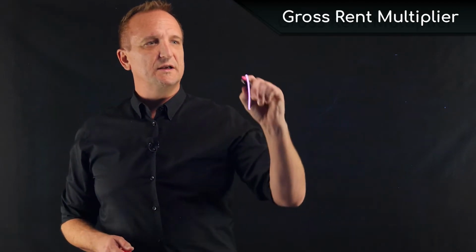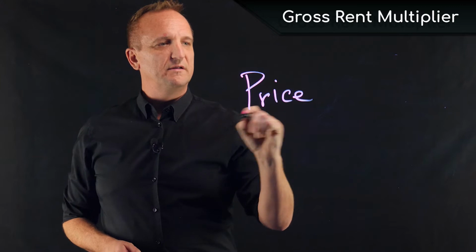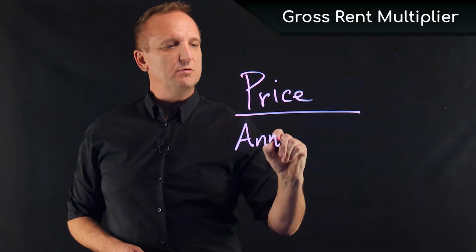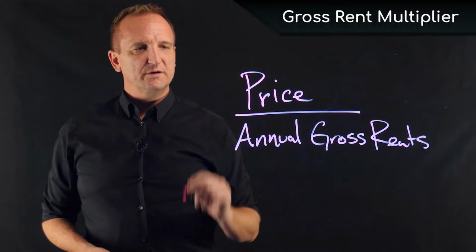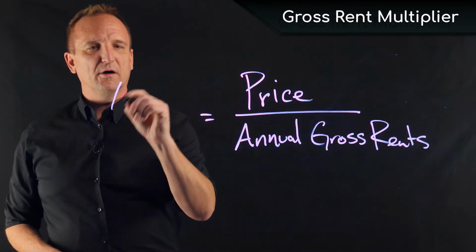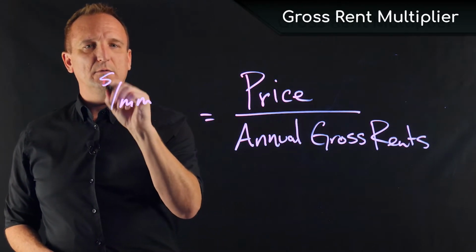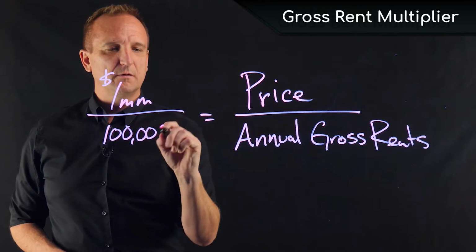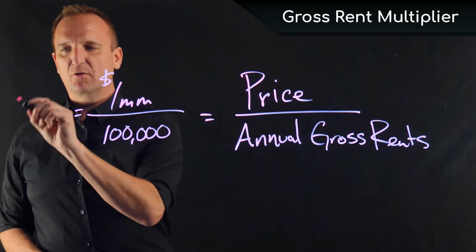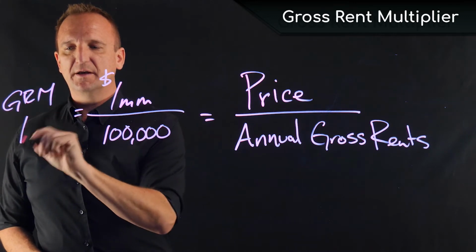The gross rent multiplier is a pretty simple metric that just says the price divided by the annual gross rents. So, in other words, if we had a $1 million property and gross rents were $100,000, then we would have a GRM of 10.